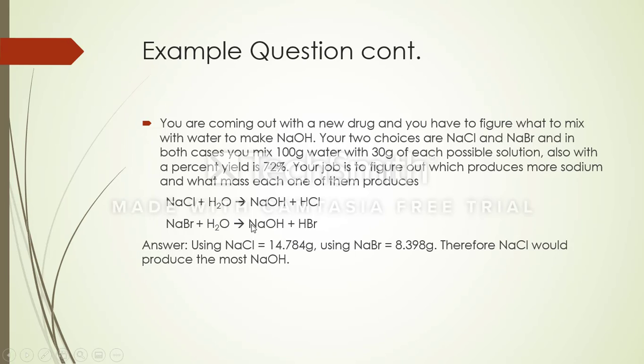Now, how you do this is you would take your actual amount of each solution and divide it by the molar mass, and that's how many moles of each one of these will be reacted in the reaction. You figure out that each sodium chloride and sodium bromide are the limiting reagent in each reaction. You will then take that number and multiply it by the molar mass of sodium hydroxide to get your theoretical mass, and then multiply that by your 0.72, or your percent yield, to get these two masses.